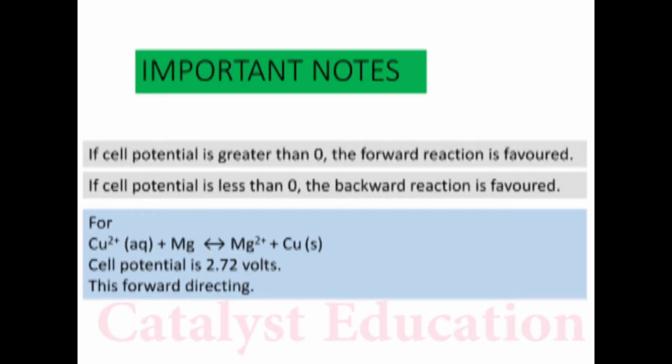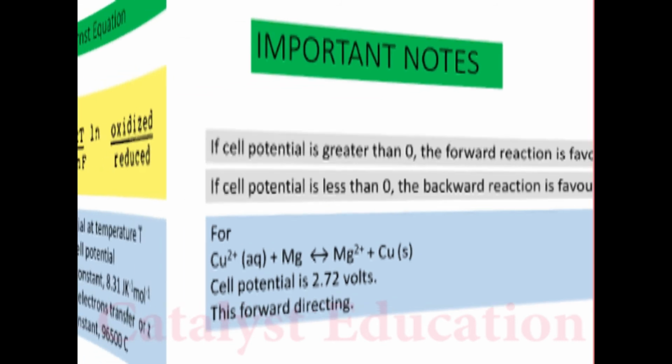Important notes about standard cell potentials. If the cell potential is greater than 0, the forward reaction is favored. If the cell potential is less than 0, the backward reaction is favored. For example, for the copper-magnesium cell the potential is positive 2.72 volts, so the overall equilibrium reaction is forward directing.